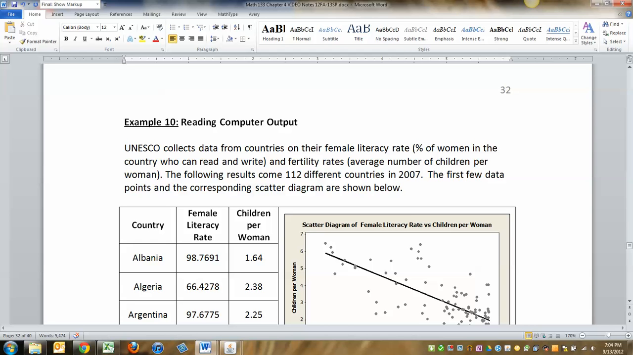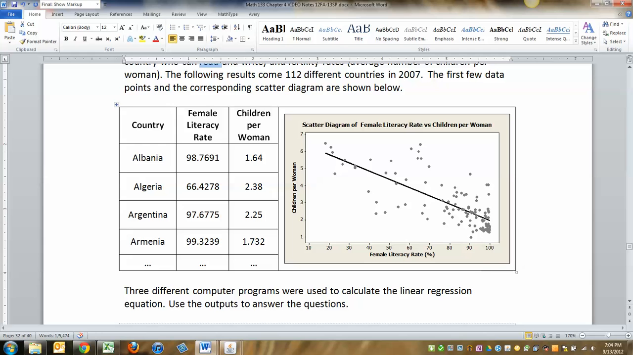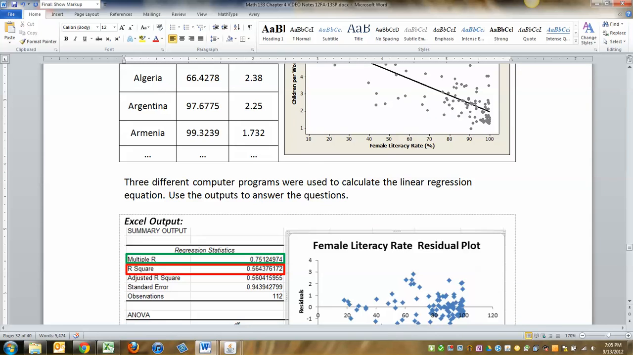All right, so UNESCO collects data from countries on their female literacy rate, i.e. the percent of women who can read and write in that country, and fertility rates, the average number of children per woman. Following results from 112 different countries in 2007. The first few data points and the corresponding scatter diagram are shown below. So the first few countries are listed up here in the table, and then I have a scatter diagram right here.